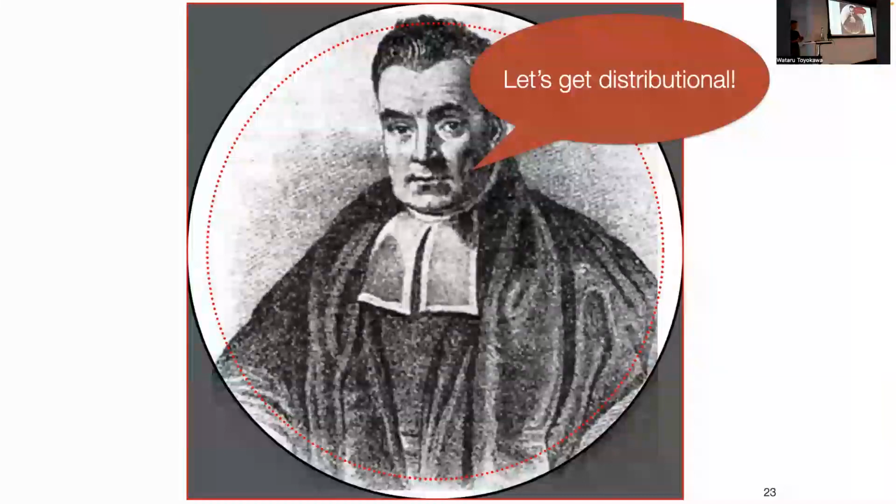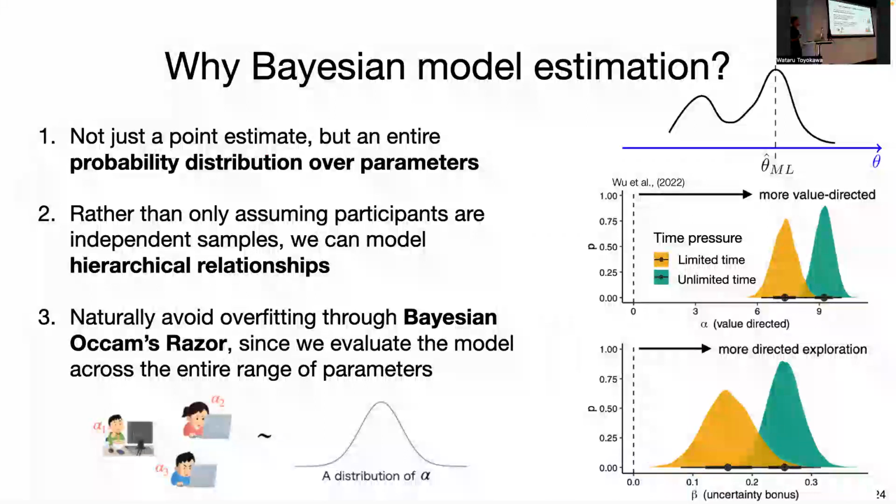So now we're going to get a little bit distributional to talk about Bayesian model estimation. And this is meant to be a preamble to what Lei's going to talk about in more detail on Friday. I wanted to first point out the benefit of Bayesian model estimation. It's certainly much more complicated and more technical, but why are we even getting distributional?